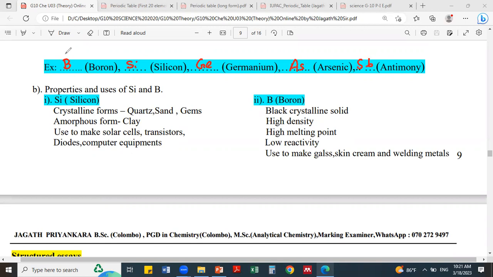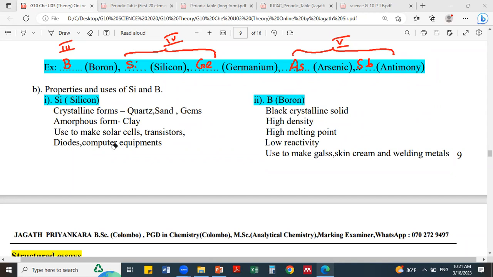The symbols. Actually, boron is from group 3. Silicon and germanium come from group 4. Carbon, silicon, germanium, group 4. Arsenic and antimony come from group 5. Yeah, this is group 5: nitrogen, arsenic and antimony.